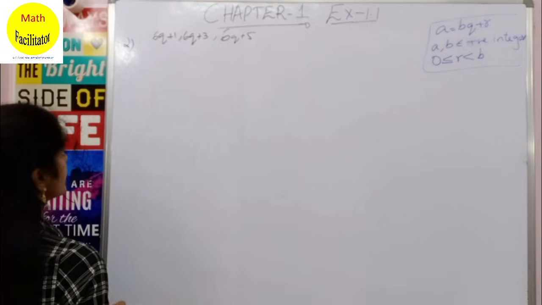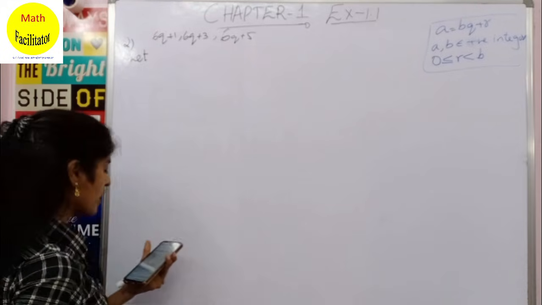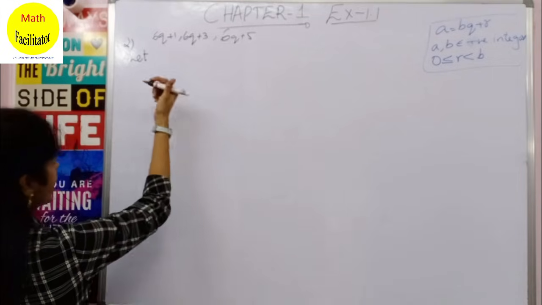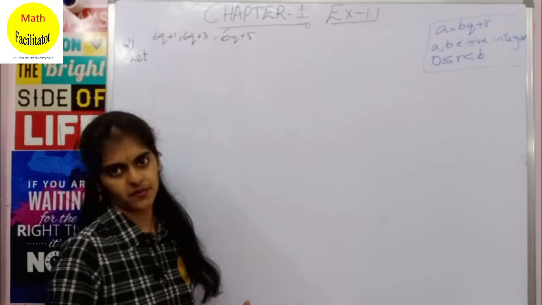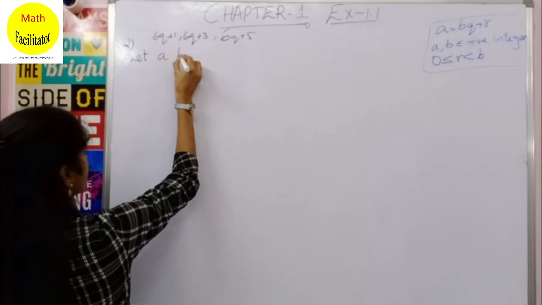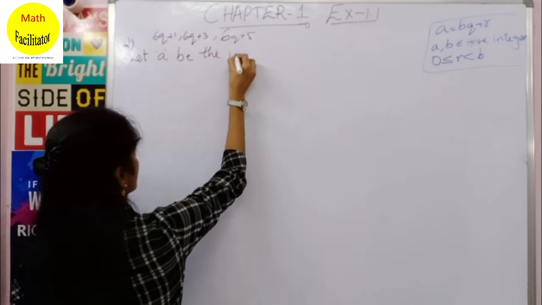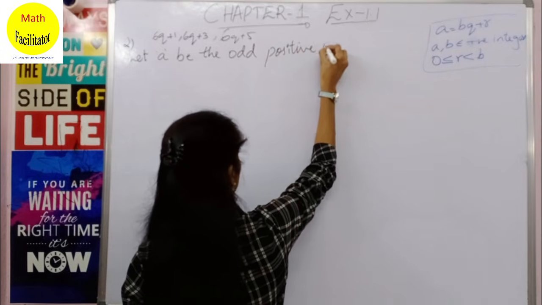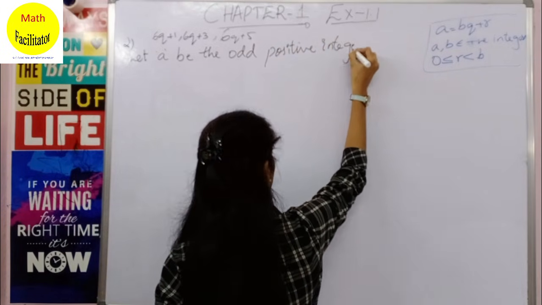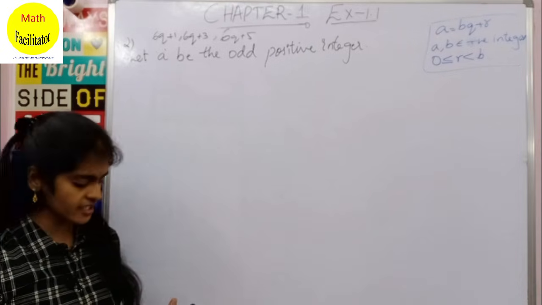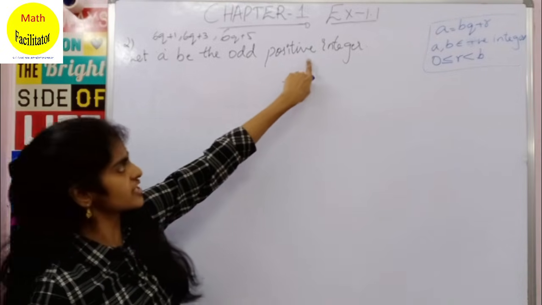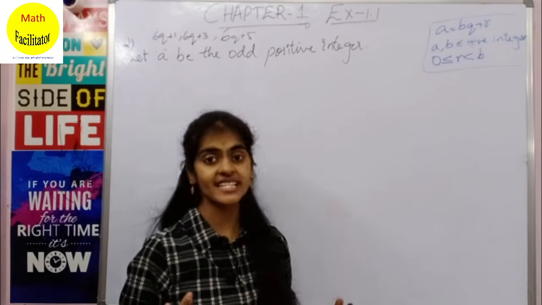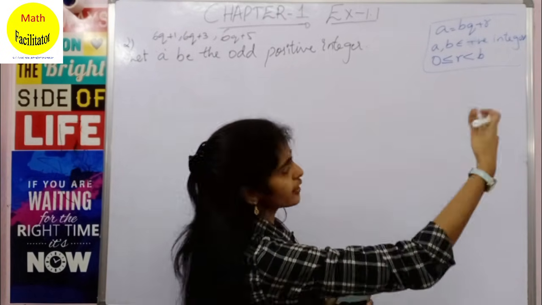Now you want any odd positive integer, so let us take that odd positive integer as A. Let A be the odd positive integer. From the question I am taking this. Since you want an odd positive integer, you are taking that odd positive integer as A. Now you have to use Euclid's division algorithm, so you want A, B, Q and R.